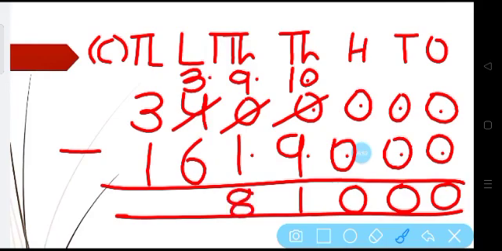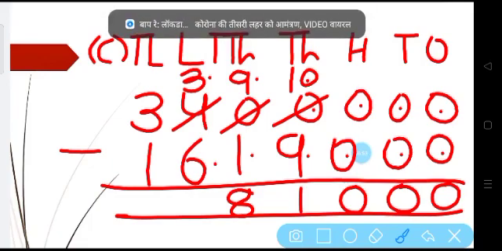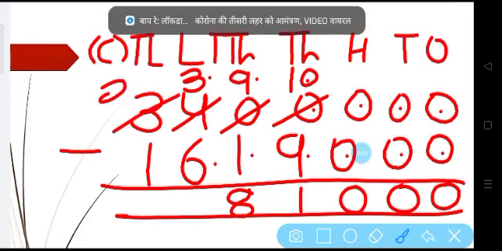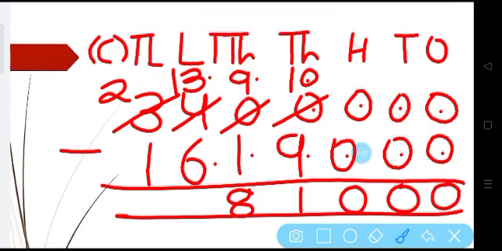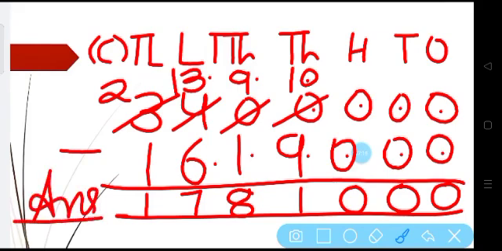Here we are having 3 and here we are having 6. Again we will borrow, so this time we will borrow from this 3. It will become 2 and this will become 13. So 13 minus 6 will be equal to 7 and 2 minus 1 will be equal to 1. So hence our answer is 17,81,000. Okay. Now let us see the next question.